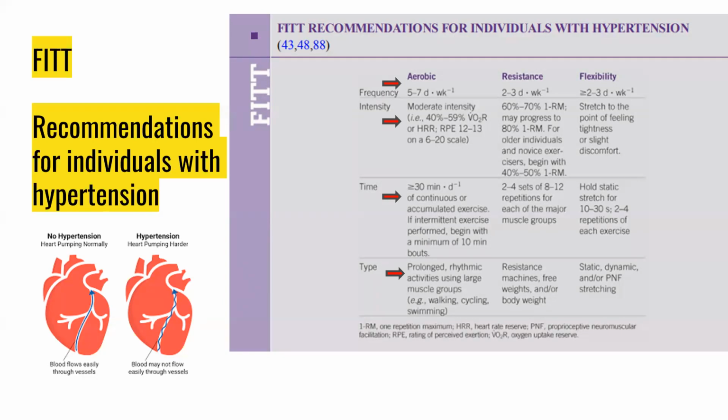And perform aerobic activity, like prolonged rhythmic activities using large muscle groups, like walking, cycling, swimming. For resistance training, 2 to 3 days per week, 60 to 70% of the 1 rep max, and progress to 80% of the 1 rep max. And if they're novice exercisers, you can begin at 40 to 50% of the 1 rep max. 2 to 4 sets, 8 to 12 reps, and using resistance training machines, free weights, and body weight.